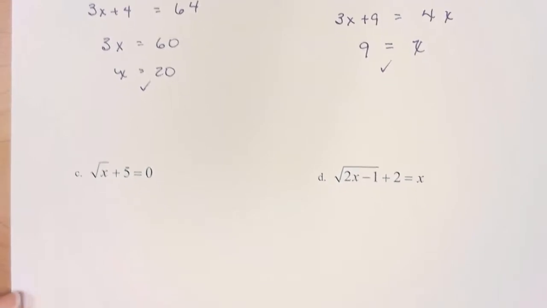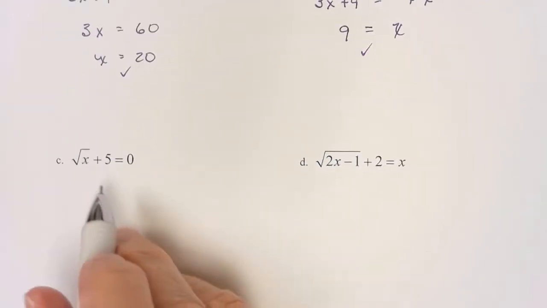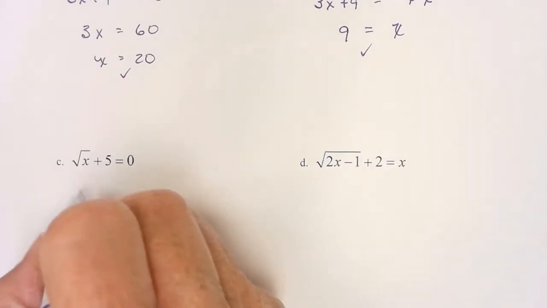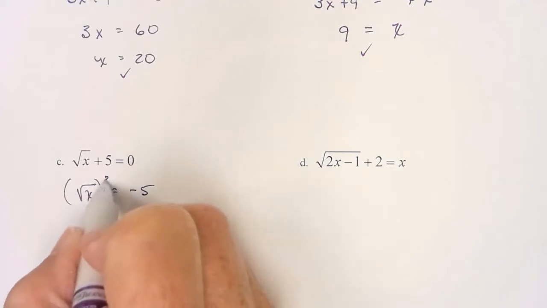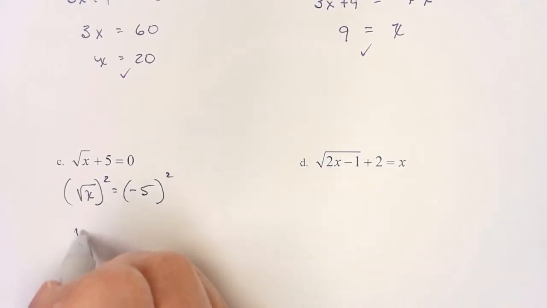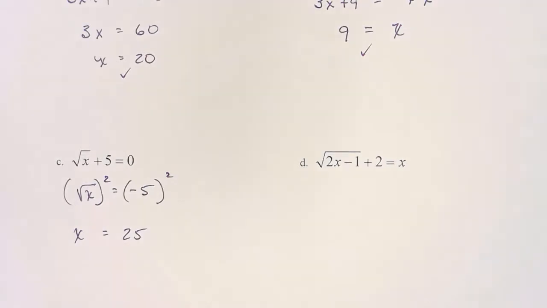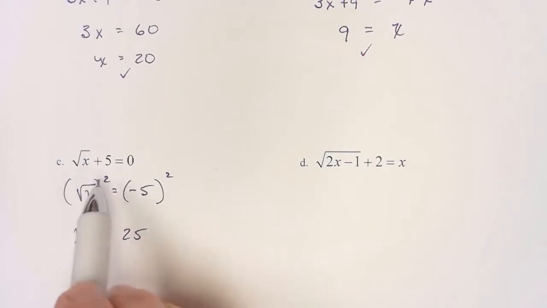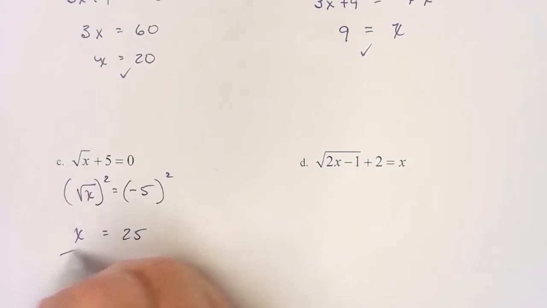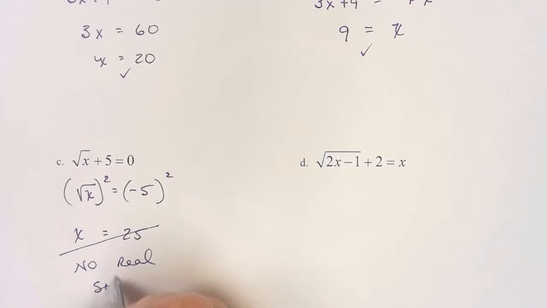Alright, 2 more. First thing I need to do is isolate that radical, so I'm going to subtract 5. I need to square both sides. Now if I put 25 back in, square root of 25 is 5. 5 plus 5 does not equal 0. So I'm going to have to mark that out and say no real solution. I told you it's possible to come up with an extraneous solution, so we just did.